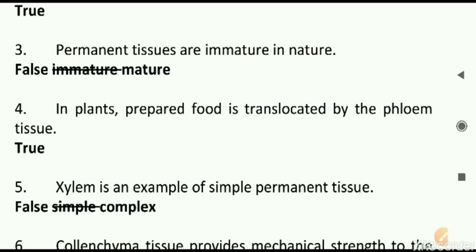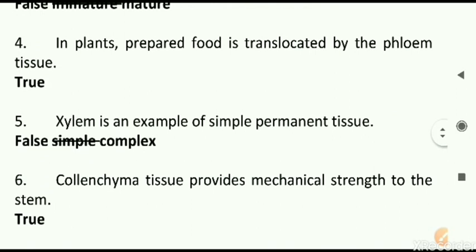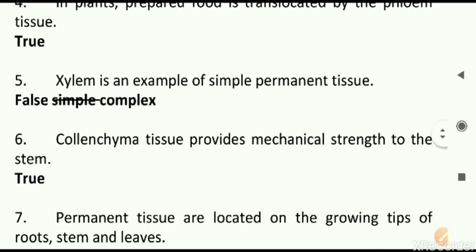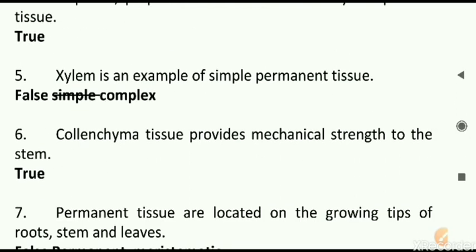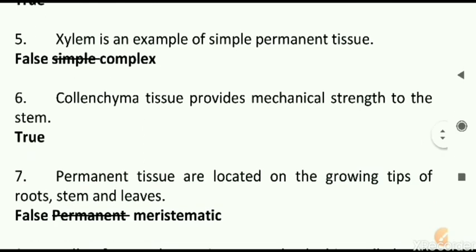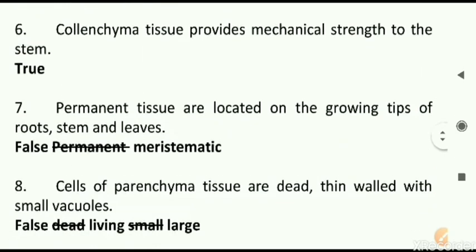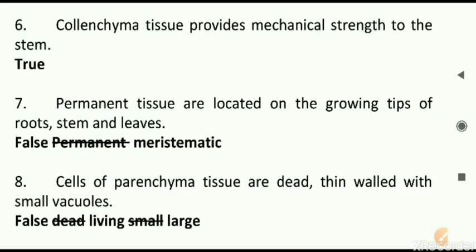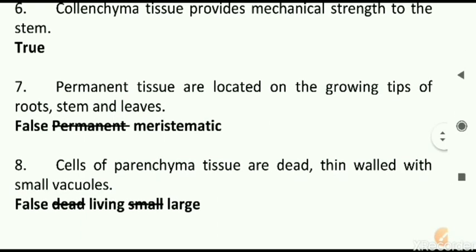No, they are not immature, they are mature. So the answer is false. Next, the fourth answer is true. The fifth one, xylem is an example of simple permanent tissue. No, they are not simple, they are complex permanent tissue. So in place of simple, you will write complex. The answer is false. Another complex tissue is phloem. Question 6 is also true. Parenchyma, yes, it provides mechanical strength, so it supports the plant.